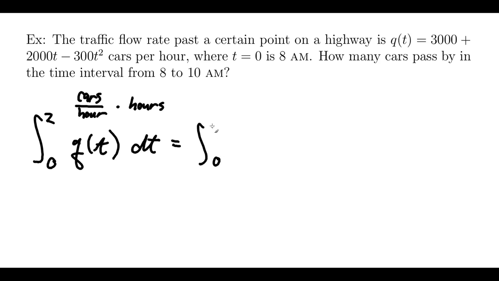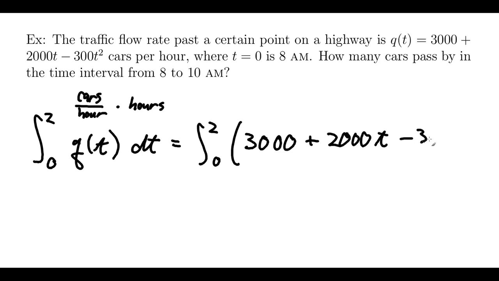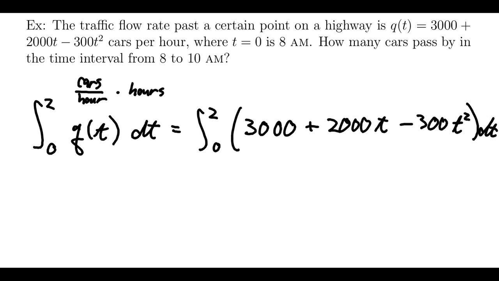So that is the integral from 0 to 2 of, we need parentheses because we have more than one term, and we need to have all of that with our dt. So we have 3,000 plus 2,000t minus 300t squared, dt. Now we have a definite integral to evaluate.